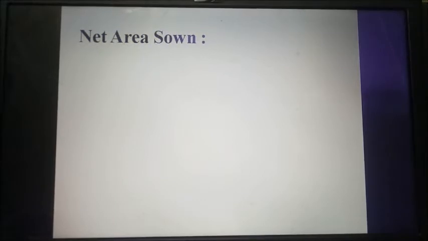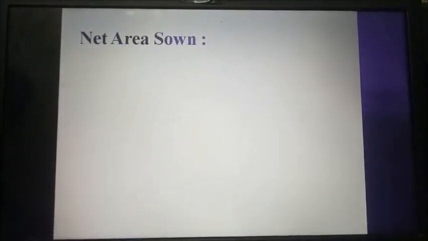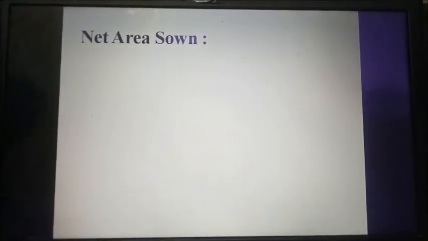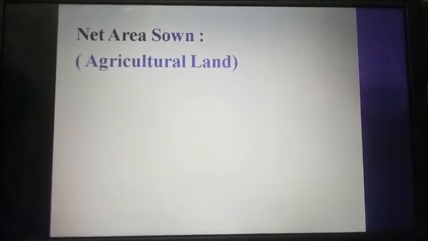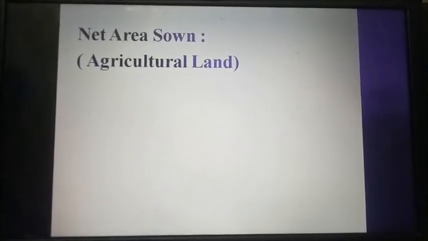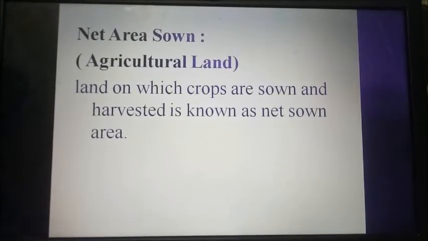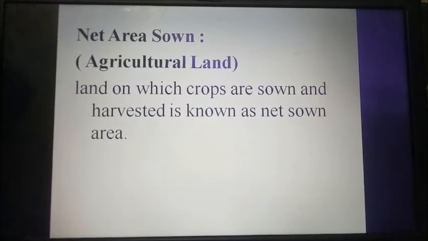Now, what is net sown area? As the name suggests, net sown area is basically the area which comes under cultivation or the agricultural land, on which crops are sown and harvested.